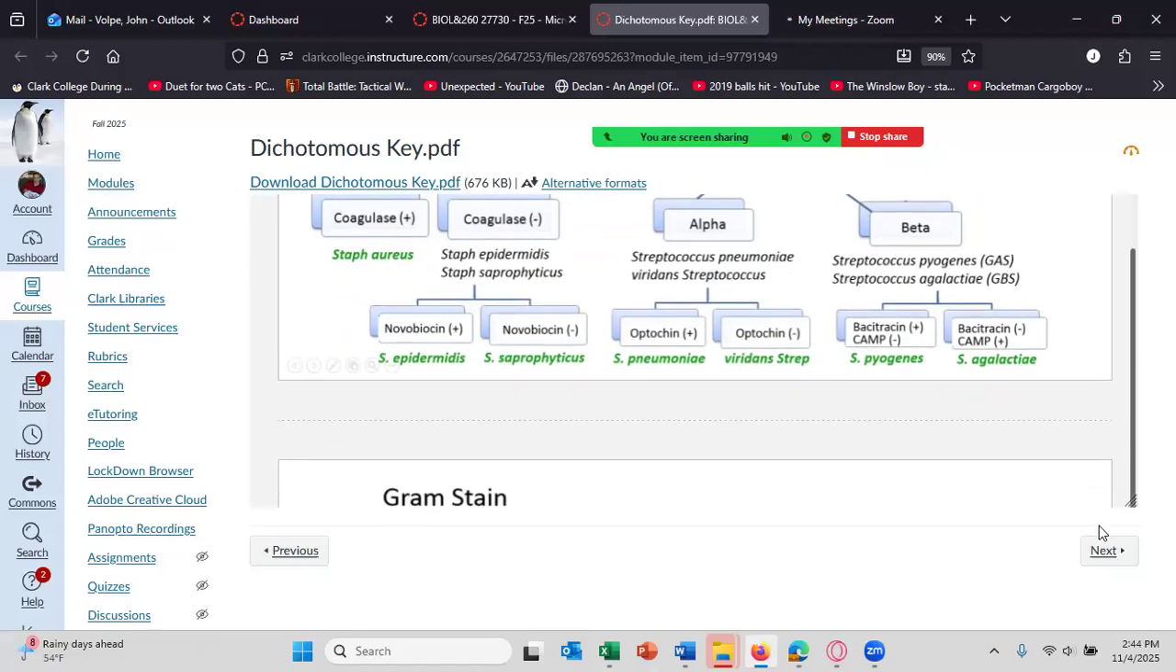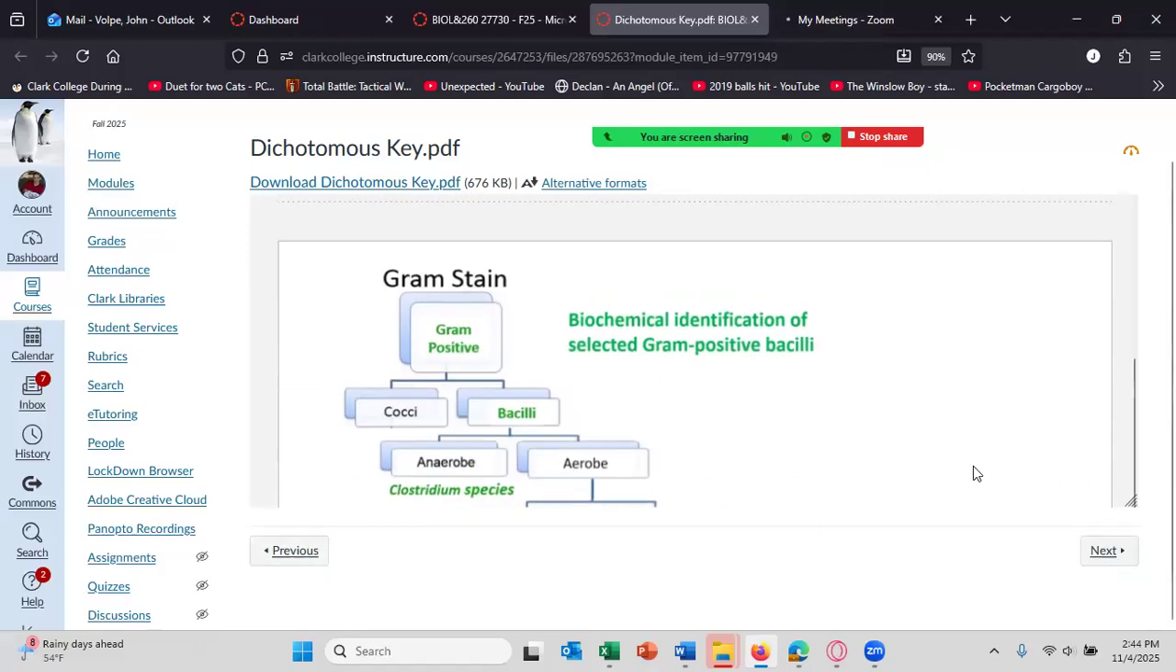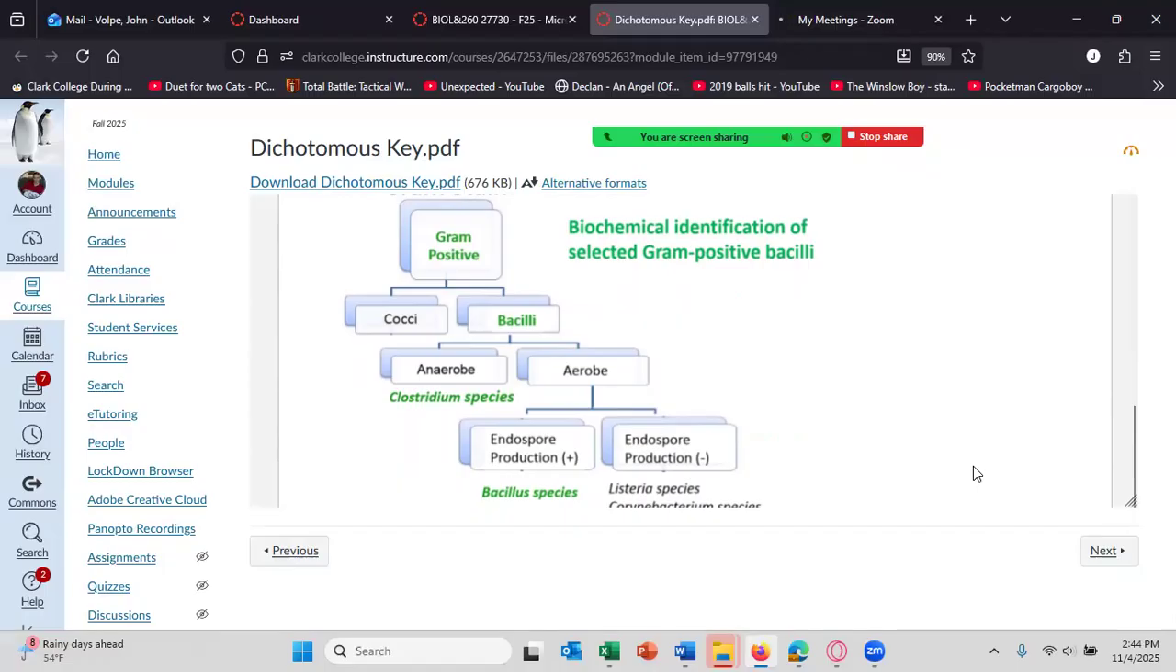If it's an aerobe, we then separate them. Sorry, I lost my page here. We then separate them into whether they have an endospore or not. If they make an endospore, it's a Bacillus species. And if it doesn't make an endospore, it's one of two families. I'm not sure why I can't show you that. Let me shrink this down and then maybe I can show it to you. There we go.